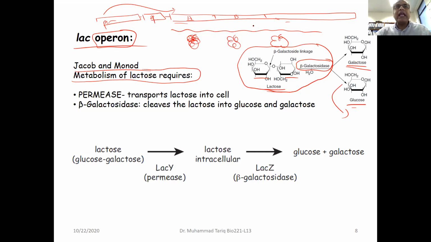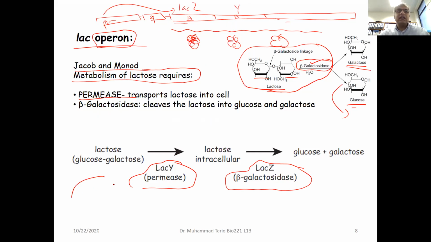Now in bacteria, the lactose operon comprises three genes. One is beta galactosidase, which is LAC-Z, and another is permease, which is LAC-Y. Permease, as the word tells you, is a transporter. It transports lactose into the bacteria, and then LAC-Z breaks down lactose into glucose and galactose. So Z, Y, and there's another gene A: three different genes in bacteria.